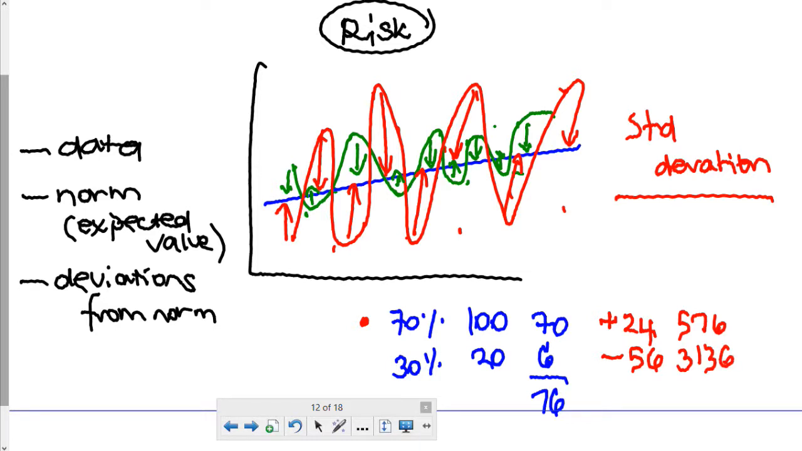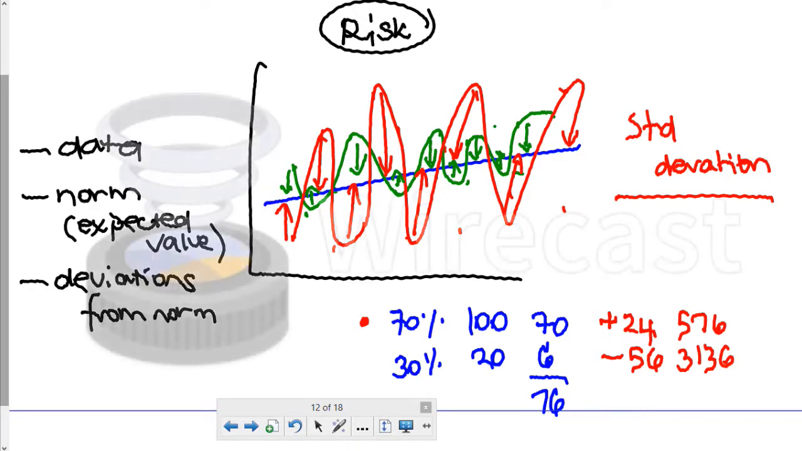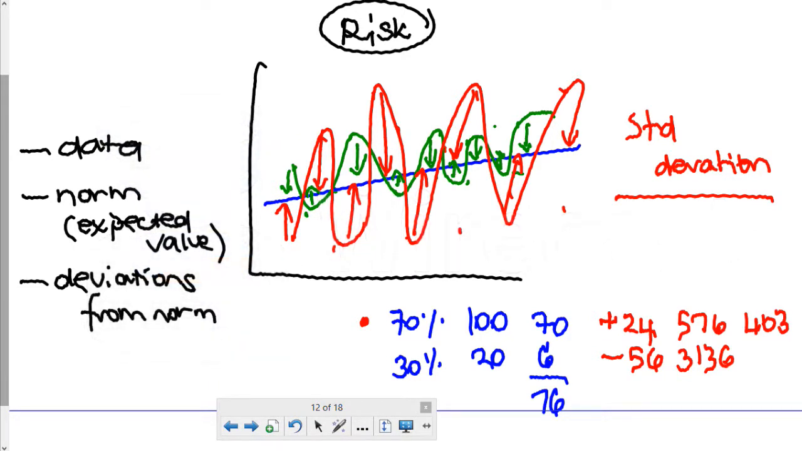Okay? Now, the next thing I do is I look at the probability. So I say, okay, there's a 70% chance that will happen. Do you agree there's a 70% chance that will happen? 576 times 0.7 is 403. And there's a 30% chance that will happen, so 3136 times 0.3 is 941. So what is my deviation? 403 plus 941.